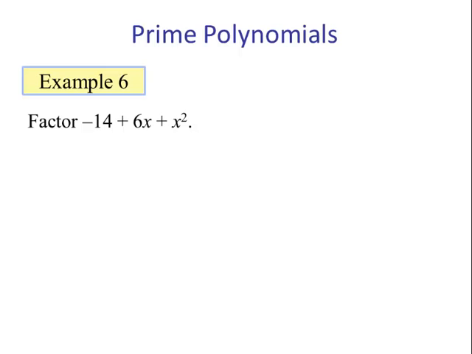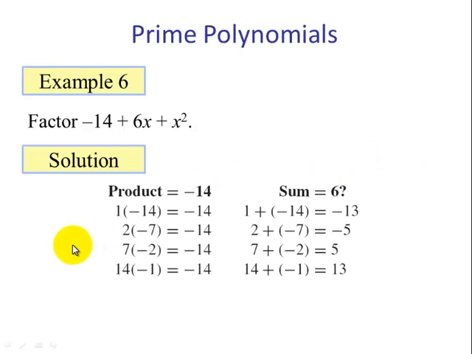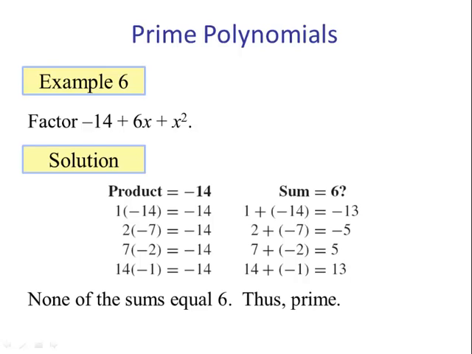Example 6. Factor negative 14 plus 6x plus x squared. In this case, our c is negative 14, so the factors will have different signs, and they should add up to give us a positive 6. Solution. The product pairs of negative 14 are 1 and negative 14, 2 and negative 7, 7 and negative 2, and 14 and negative 1. But none of these pairs add up to give you 6. Therefore, this trinomial is prime.